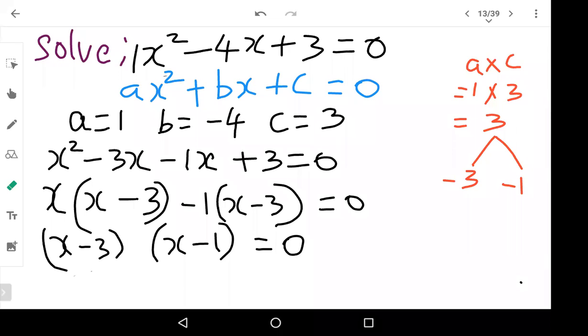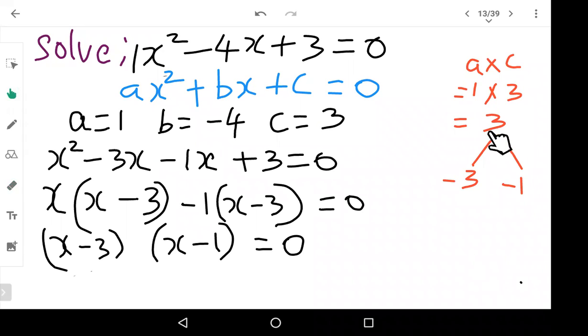In the previous class we were solving this problem. This equation is in the form of ax² + bx + c = 0, and we defined what a, b, and c are. After that we multiplied a into c. So a into c is 1 into 3, which is 3. Now you are supposed to find the factors for this using the tables.